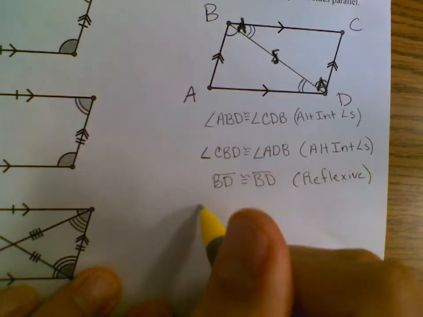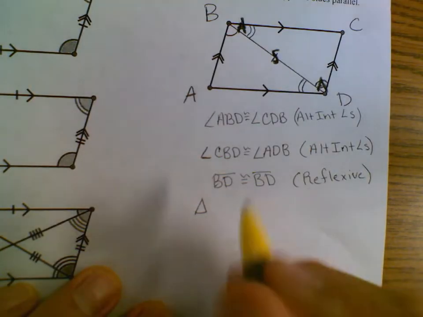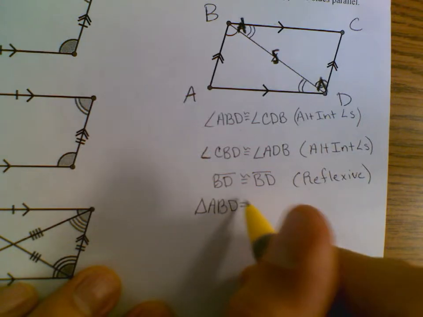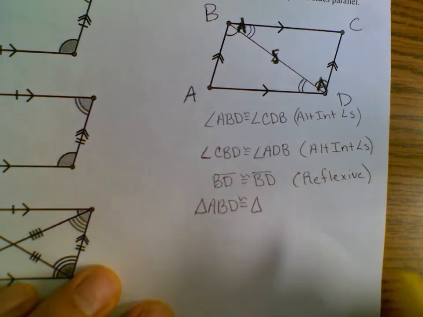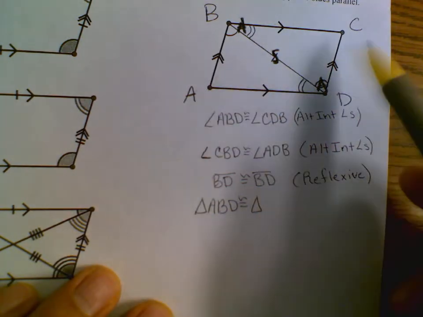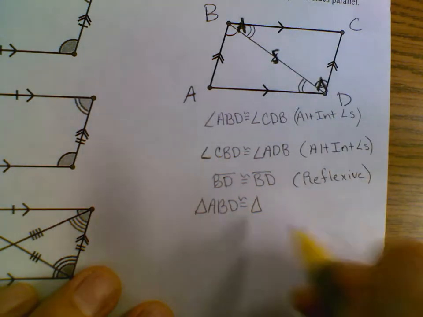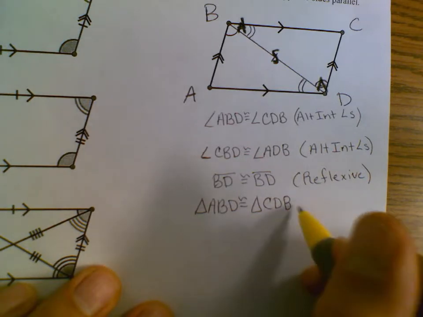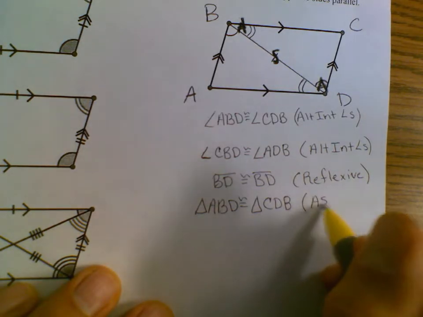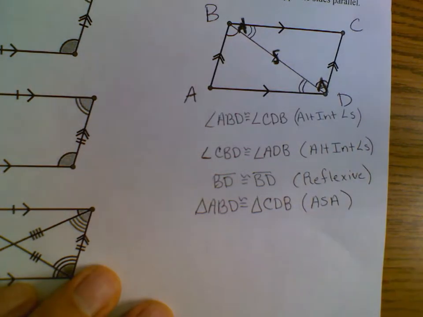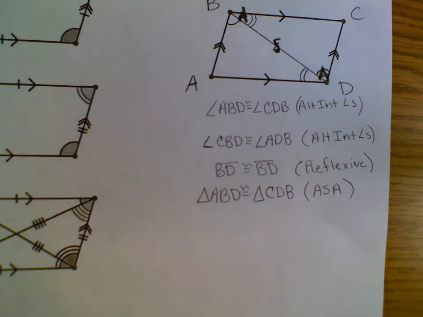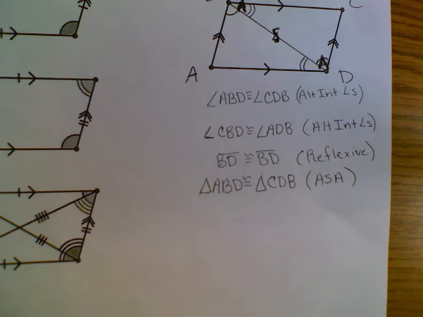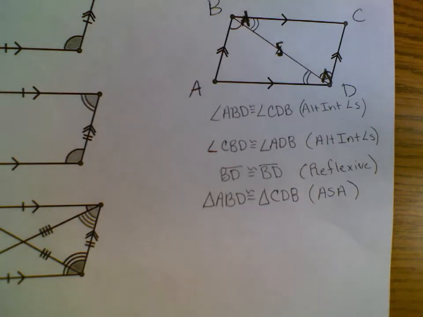ASA. So the triangle ABD is congruent to triangle CDB by the angle side angle congruence postulate or theorem. Okay, so now what?